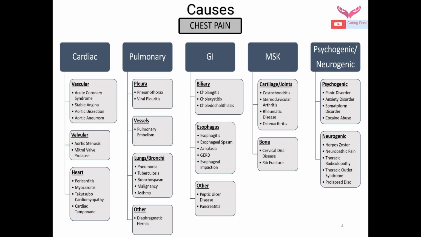The musculoskeletal causes are related to cartilage or joint: costochondritis, sternoclavicular arthritis, rheumatic diseases, osteoarthritis. The diseases related to bone are cervical disc, rib fracture. Among the psychogenic causes are panic disorder, anxiety disorder, somatoform disorder, cocaine abuse. The neurogenic causes are herpes zoster, neuropathic pain, thoracic radiculopathy, thoracic outlet syndrome, and prolapse disc.